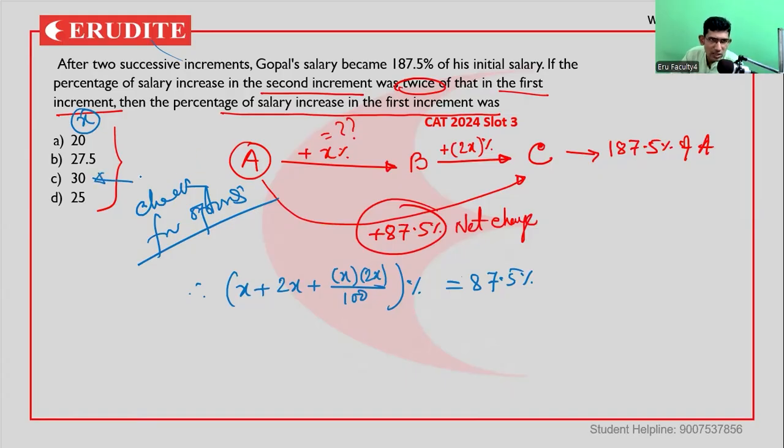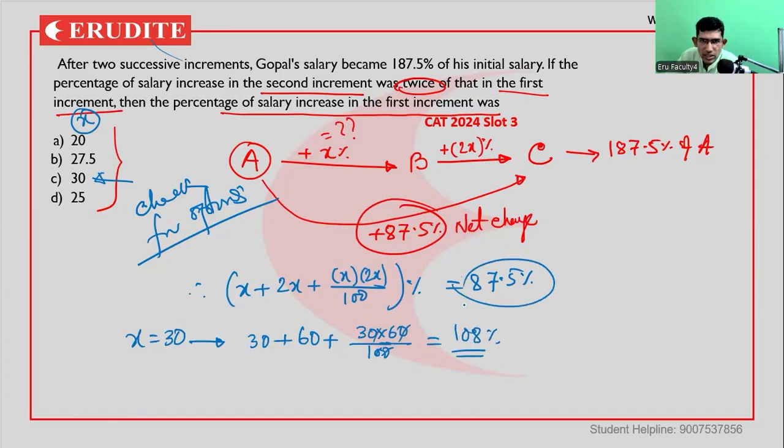मान लो मैं पहले x को 30 लेके चेक करता हूँ. तो इफ आई पुट x इक्वल टू 30, तो फिर नेट इंक्रीमेंट क्या होगा? इट विल बी 30 प्लस 60 प्लस 30 into 60 by 100, which would be what? 90 plus 18, that is 108% will be net change. But मुझे चाहिए 87.5%, तो फिर 30 cannot be the answer.